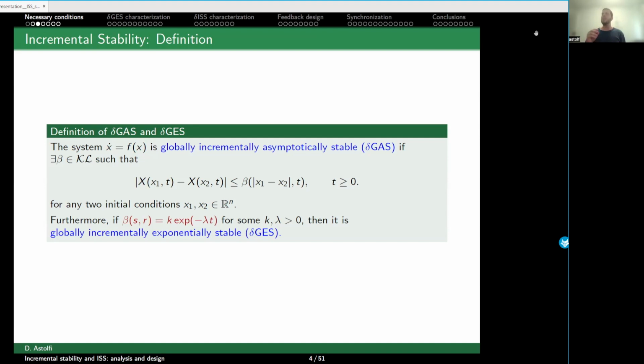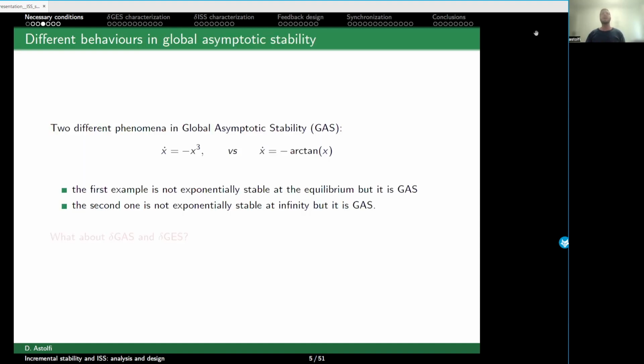So far, I would like to point out that there is a difference between global asymptotic stability and exponential stability, and I would like to make a comparison with respect to the standard notions of asymptotic stability and exponential stability, to understand a little better if there is actually any difference in these notions in the incremental context. In particular, it is good to recall that we may have global asymptotic stability but not global exponential stability, because of two different phenomena.